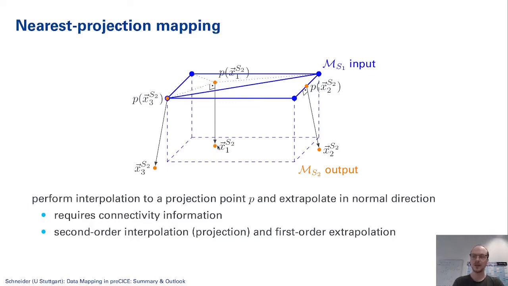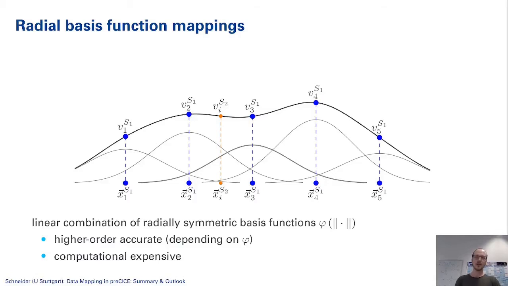Therefore, the global behavior of our nearest projection mapping is case dependent. If our interface meshes match very well geometry wise, then we can mostly benefit from the second order interpolation scheme, because our first order extrapolation error is negligible. If, however, our geometries do not match very well at the interface, then we might fall back to a first order scheme.